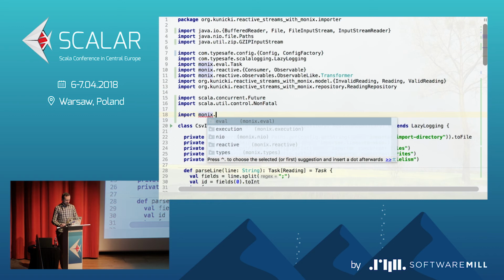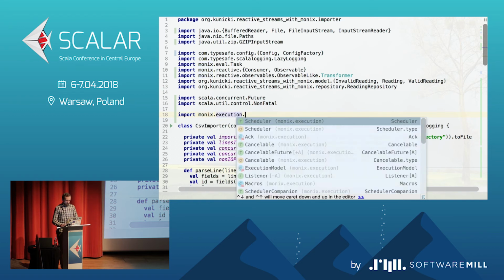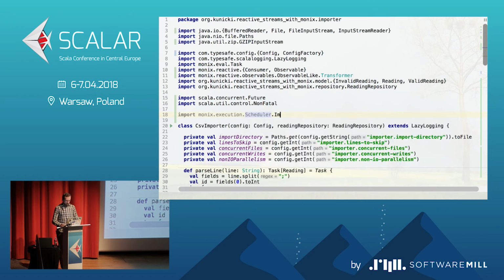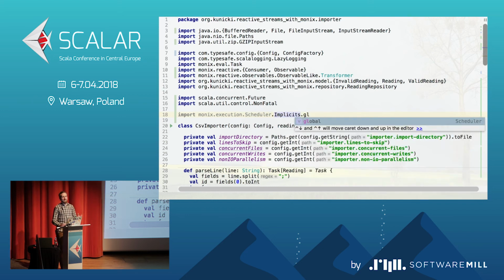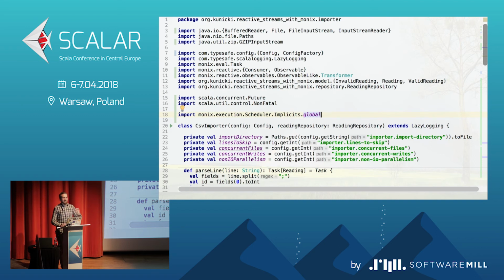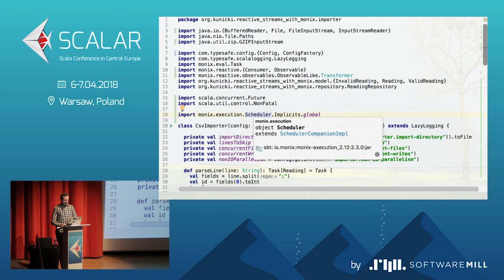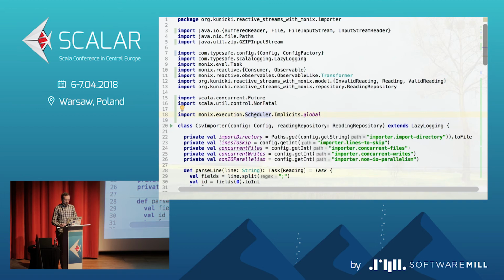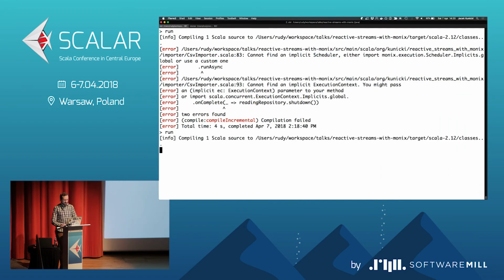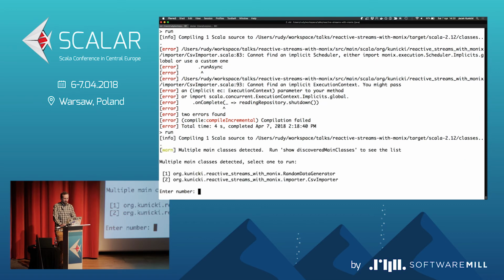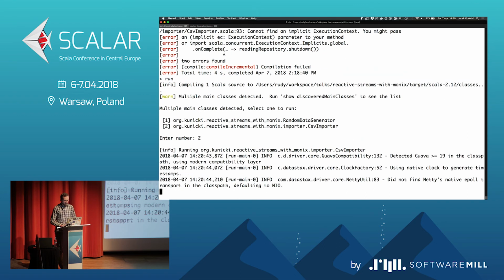But here we just want for it to compile, so we're going to take scheduler, implicit global. You can see that the syntax, the import is pretty similar to the global execution context in Scala. And as I said, a scheduler is actually an execution context as well, so now the compiler should be happy. Yeah, so it compiled. We have the empty table in Cassandra, so now we can try to run it.